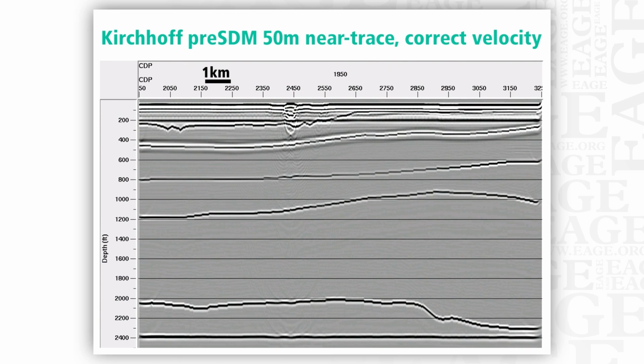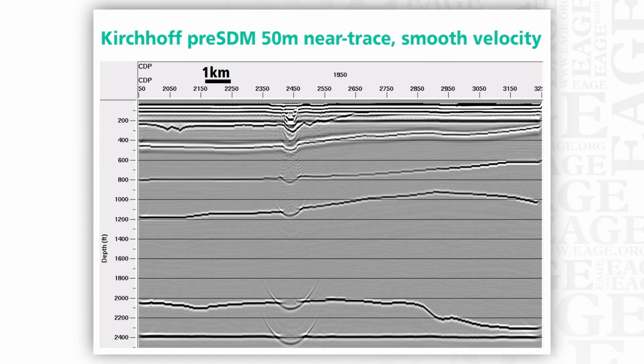There's a Kirchhoff depth migration just showing the 50-meter offset plane, but with the correct velocity model. And now what you see is that the deep structure is not distorted. So in other words, if we know the velocity model, we can compensate for ray path distortion and deal with it. If we don't know the velocities, we get distortion.